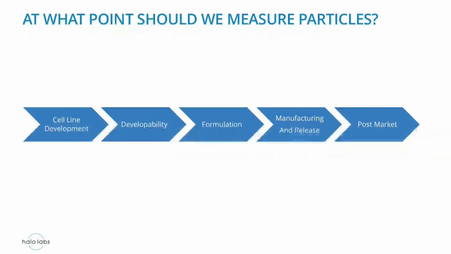So we just discussed imaging, counting, sizing, and identifying particles. And I ask you, at what point should one be interested in actually measuring particles? Is it at cell line development, perhaps developability? You already have a couple of candidates that you want to push through and see if they're manufacturable. Is it in traditional formulation development, or during release, or even later?